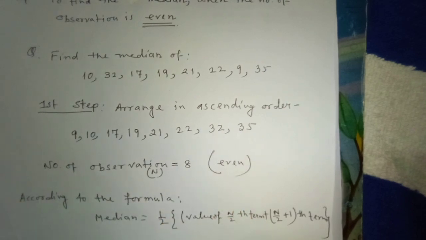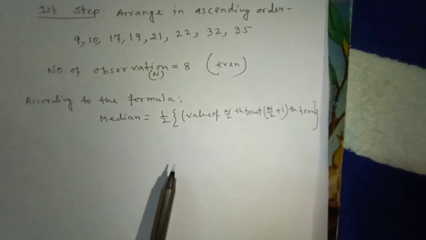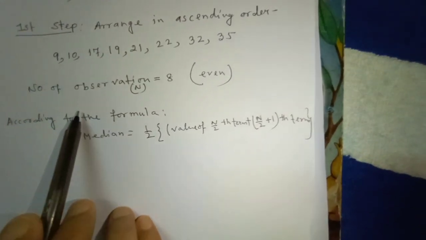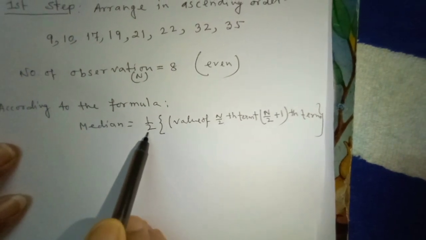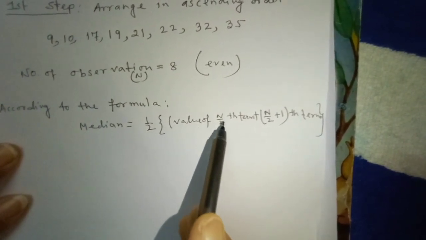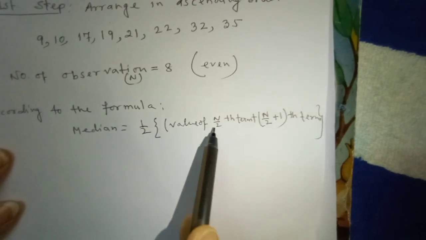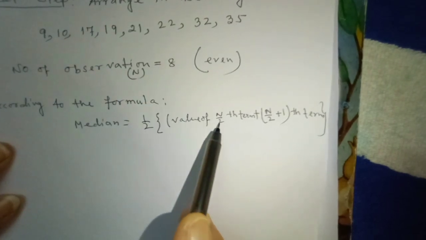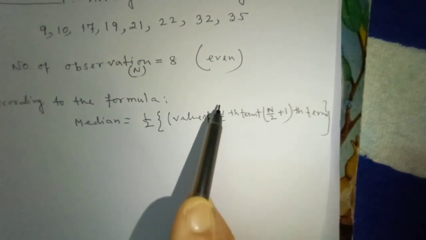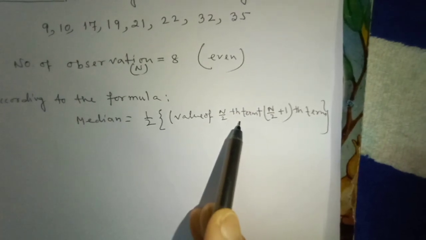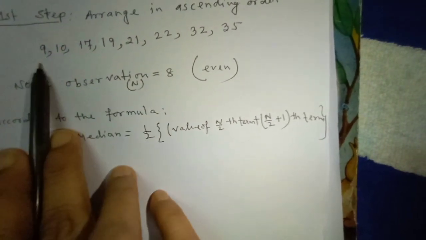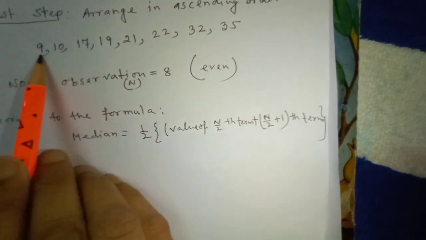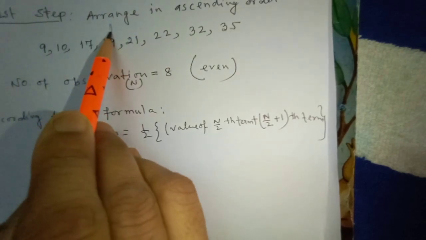Now we know the formula to find the median of an even number of observations. What is the formula? The formula is half the value of the n by 2th observation. What does n by 2 mean? When n is 8, n by 2 means 8 by 2, the 4th observation. When they are arranged in ascending order, 1, 2, 3, 4, the 4th observation is this one.